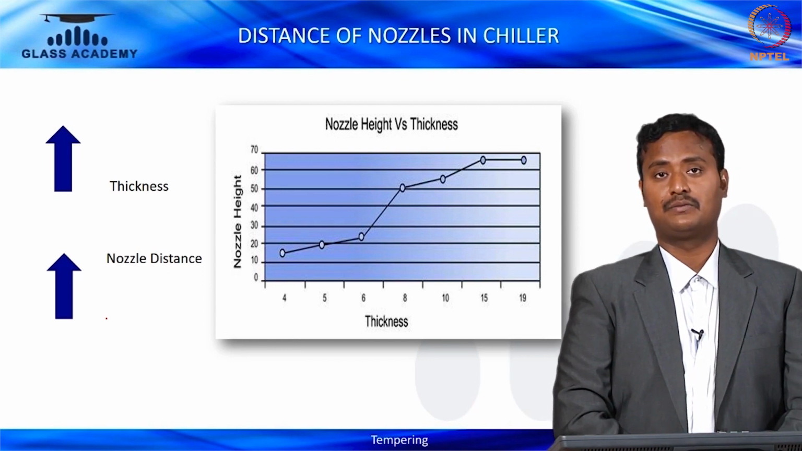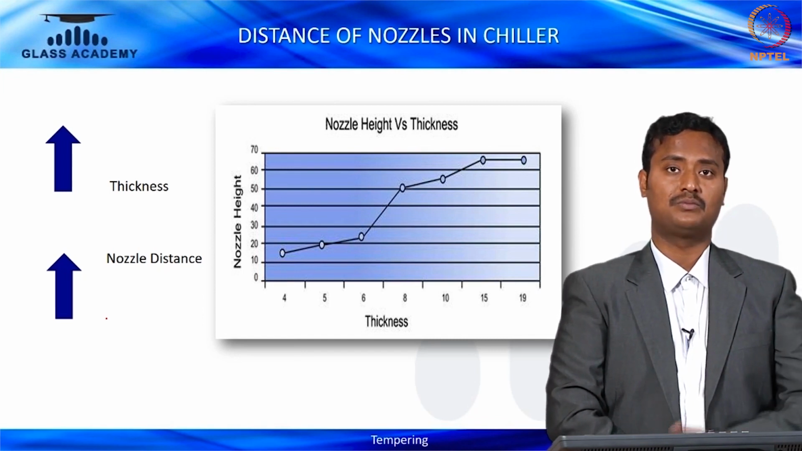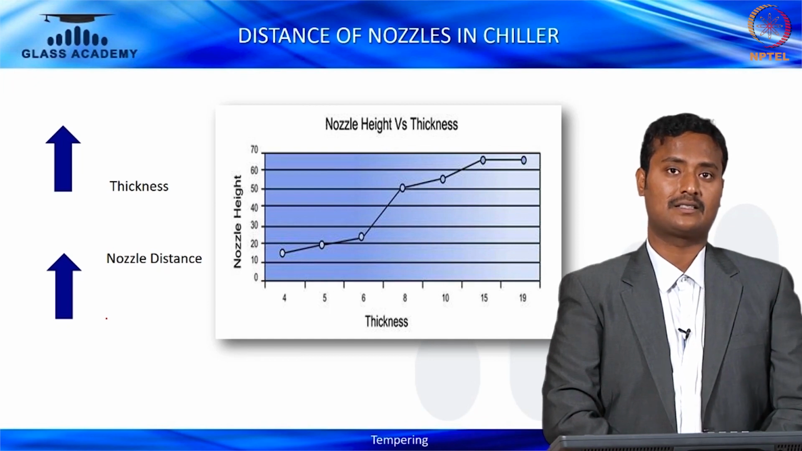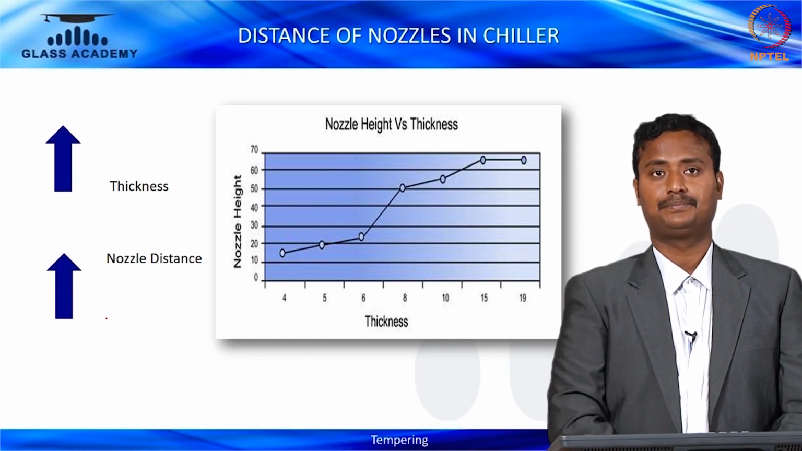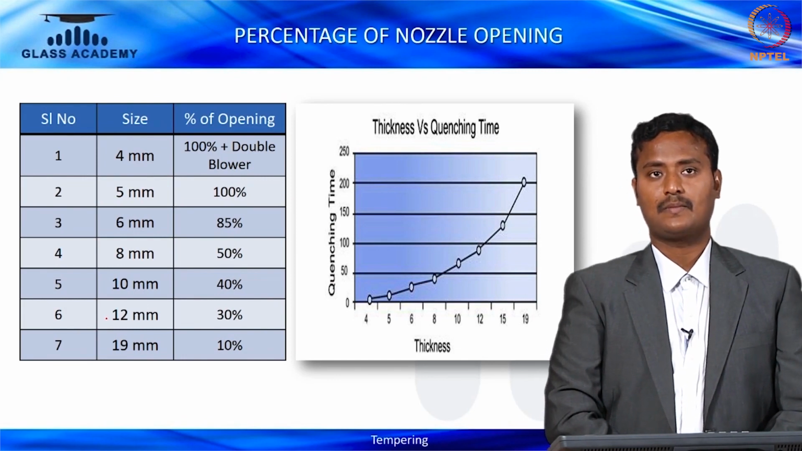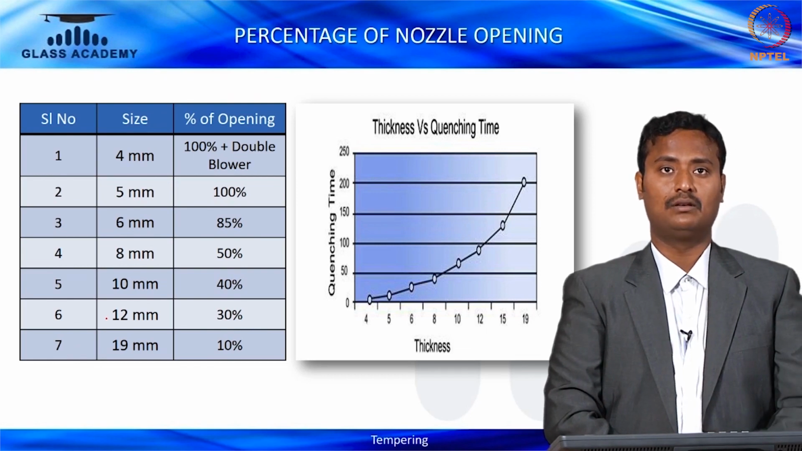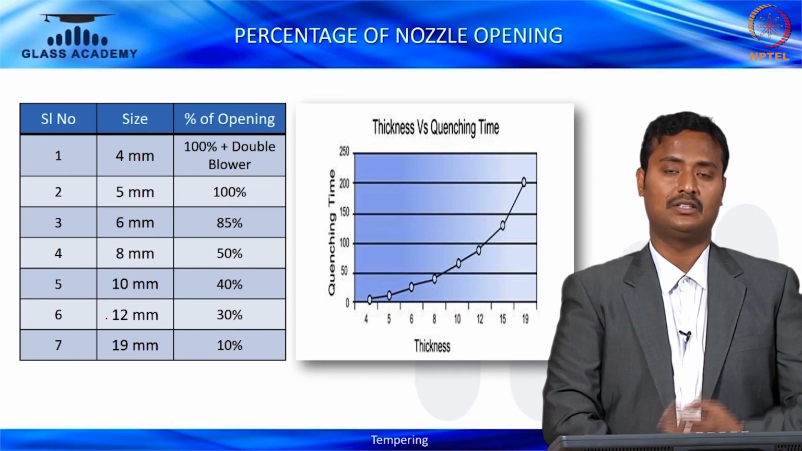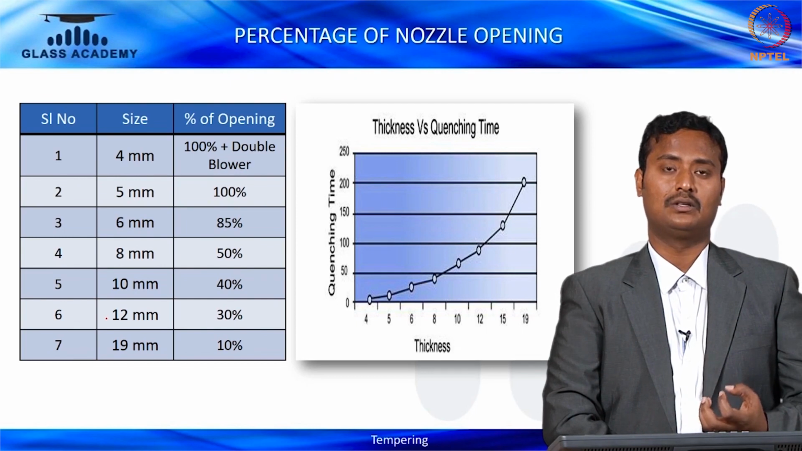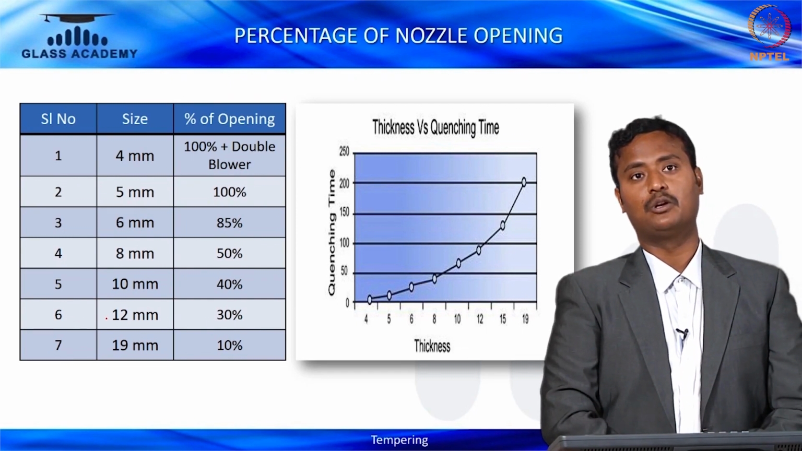You can understand from the graph. On the left-hand side is the nozzle height, and on the bottom, the x-axis, is the glass thickness. You can see that. It shows the percentage of the nozzle opening. For 4 mm, it's 100% double blower. We have to use it because the lesser thicknesses absorb the heat faster, so the percentage of opening will be higher.